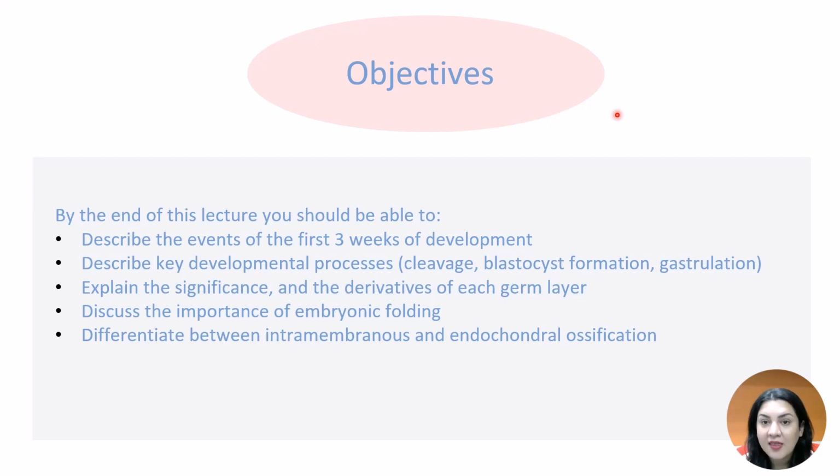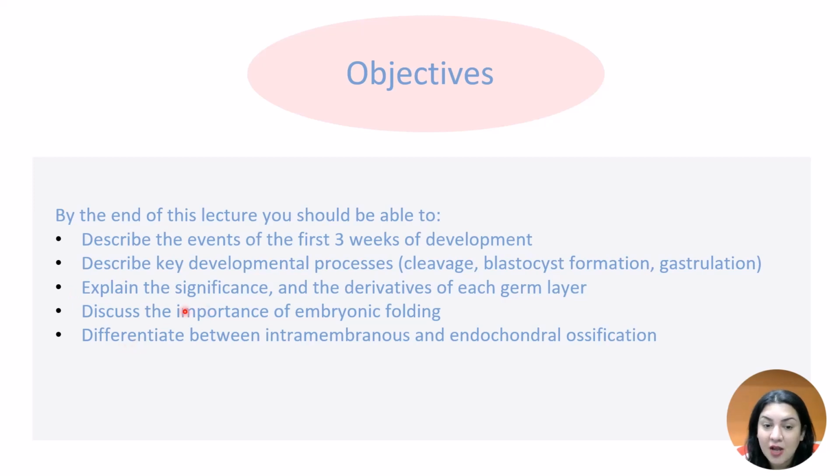Now, to clarify the objectives of today's lecture, by the end of it, you should definitely be able to do these things. You should be able to discuss the major events of the first 3 weeks of development. You should be able to describe each individual developmental process. So this includes things like cleavage, blastocyst formation, and gastrulation. Again, these are new terms to you, but we will define them as we go along.